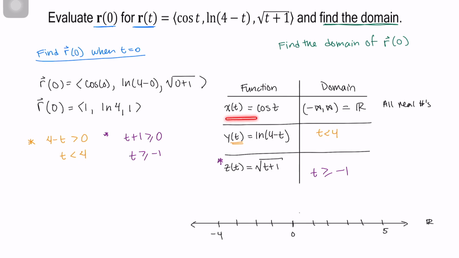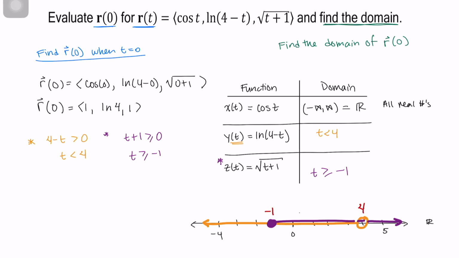The domain of cosine of t, which gives our x-coordinate, is the real number line, so it's all of this. The domain of y of t, which gives our y-coordinate, is t is less than 4. So here's 4, and we're going off in this direction. Finally, the domain of the function that gives our z-coordinate here is t is greater than or equal to negative 1. Now we want to take the most restrictive domain, so the one where all of these domains in essence overlap. And they all overlap here between negative 1 and positive 4.